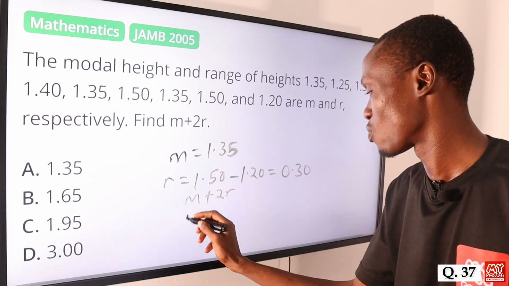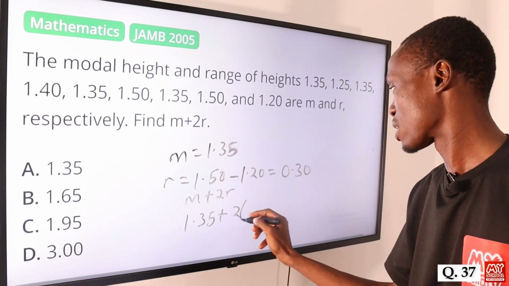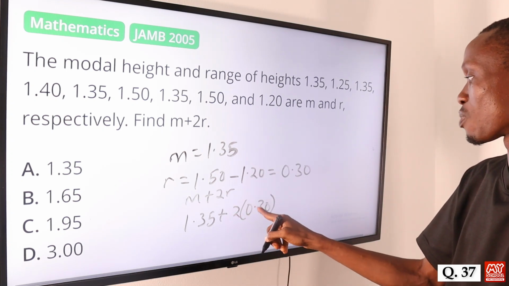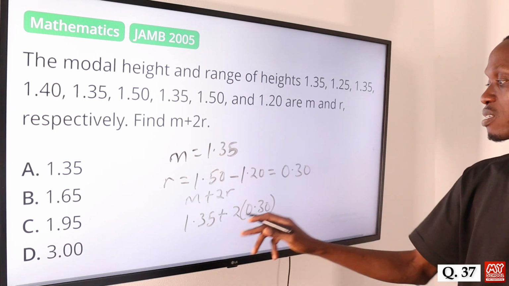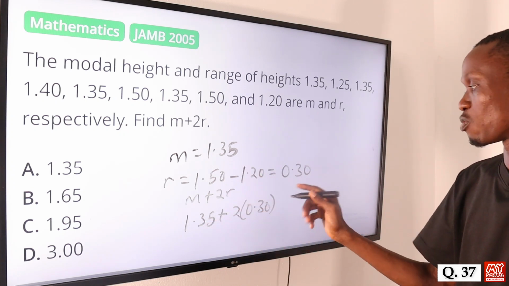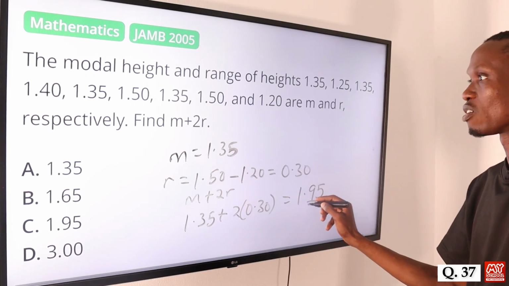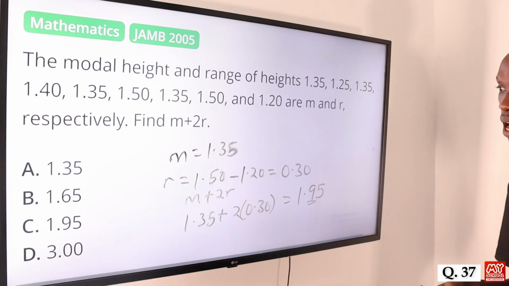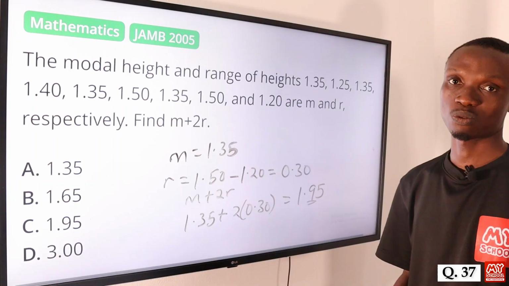So let's just use the value 1.35, then plus 2 bracket 0.30. So 2 times 0.30 is definitely 0.60. So if we add 0.60 to 1.35, we'll be having 1.95. Okay, so the value of M plus 2R is equals to 1.95. So that makes option C the correct answer to this question.